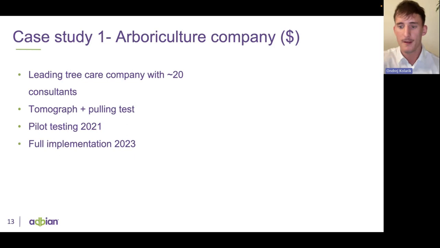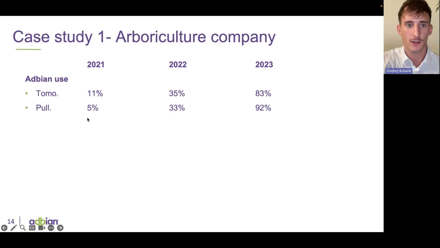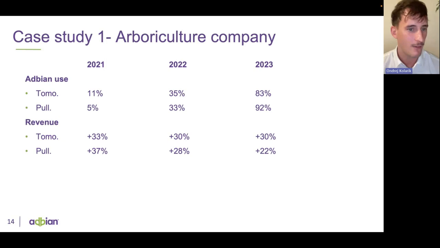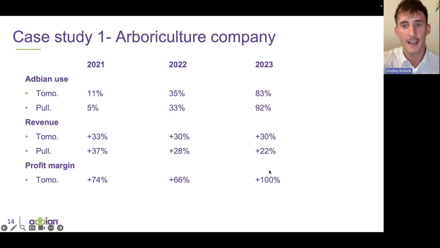The numbers of Adbian use started with only 5 and 11% of the population on which they did tomography and pulling tests, and they progressed up to 80 and 90% of the population. So there was quite some interest in it. It increased the revenue per tree for the company by around 30%. But the most interesting number is that we reduced the cost associated with the use of Adbian: it only takes you 3 minutes per tree. And they've been able to slowly increase their profit margin on trees using this hardware.